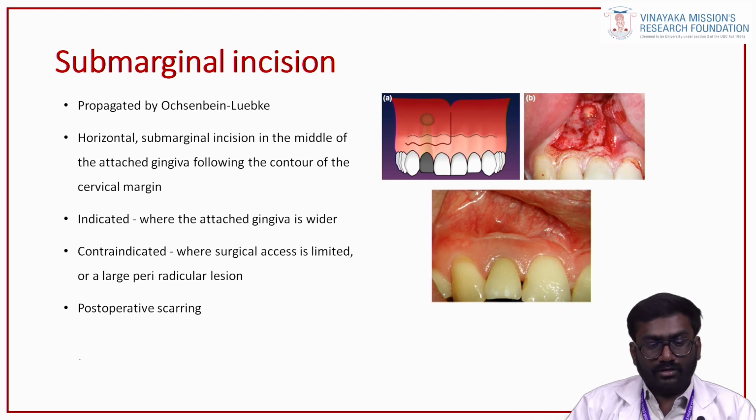The next technique would be a submarginal incision, which was developed or propagated by Ochsenbein and Luebke. It is a horizontal submarginal incision instead of a sulcular or an intrasulcular incision. The problem of gingival recession can be avoided with this technique, where you create a horizontal incision below the marginal gingiva, in the middle of the attached gingiva, following the shape of the gingival margin.